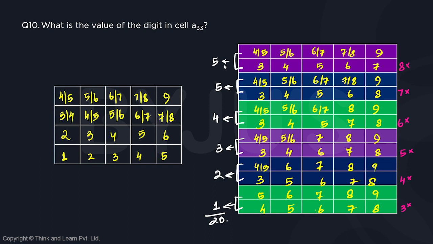Question number 10. What is the value of the digit in cell A33? So third row and third column, this is going to be 4. It's a TITA question, so we have to type in 4.